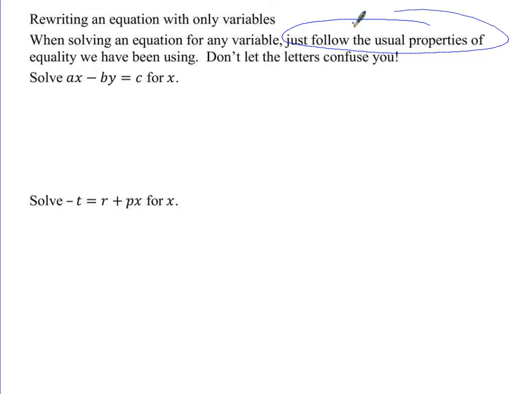Solve ax minus by equals c for x. So first thing I got to do is find x in my formula that I'm looking at, or my literal equation. Here it is right here. So that means I got to get that thing by itself somehow. So what do I need to do first? Yep. I got this ax term right here.